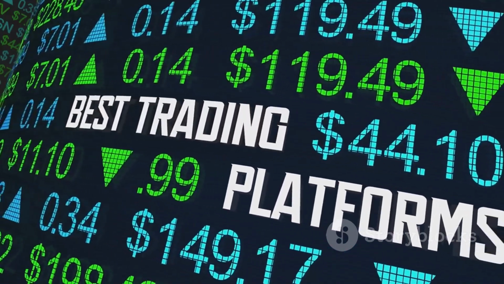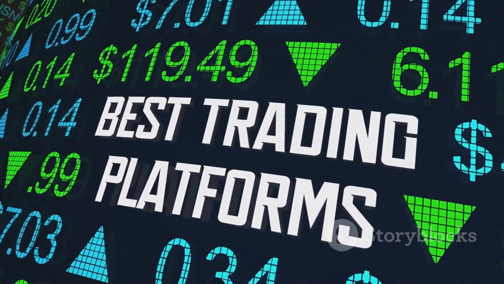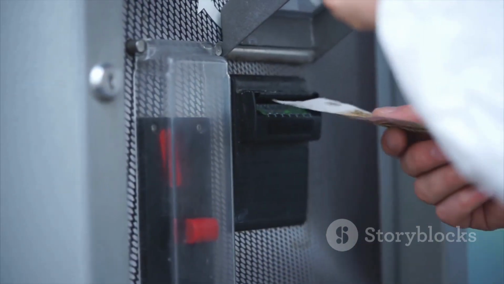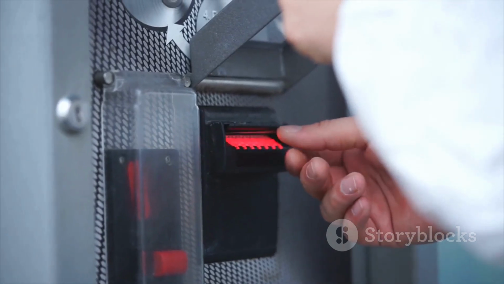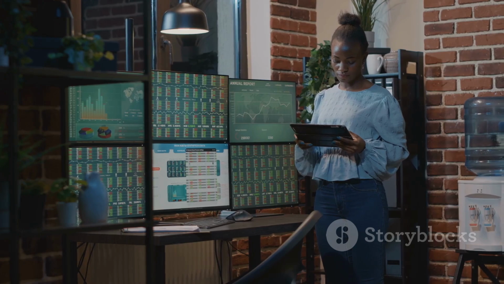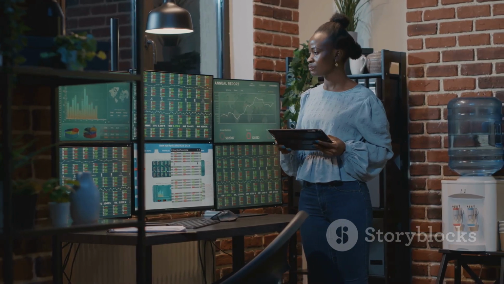Setting up an account. Once you've selected a broker, you'll need to open a trading account. This process typically involves providing personal information, verifying your identity, and making an initial deposit. Many brokers offer different account types to suit various trading styles and capital levels.